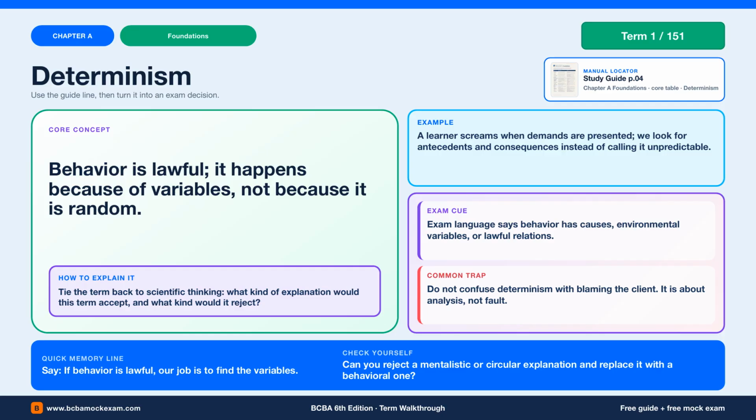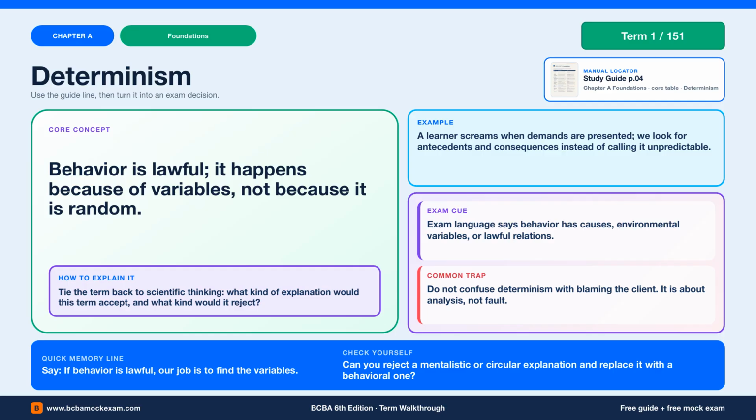Determinism. Determinism means behavior is lawful. In plain English, behavior does not just happen out of nowhere. It is influenced by variables. For example, if a learner screams when difficult tasks are presented, a behavior analyst does not stop at "he is unpredictable." We look for the antecedents, the consequences, and the history that make that behavior more likely.